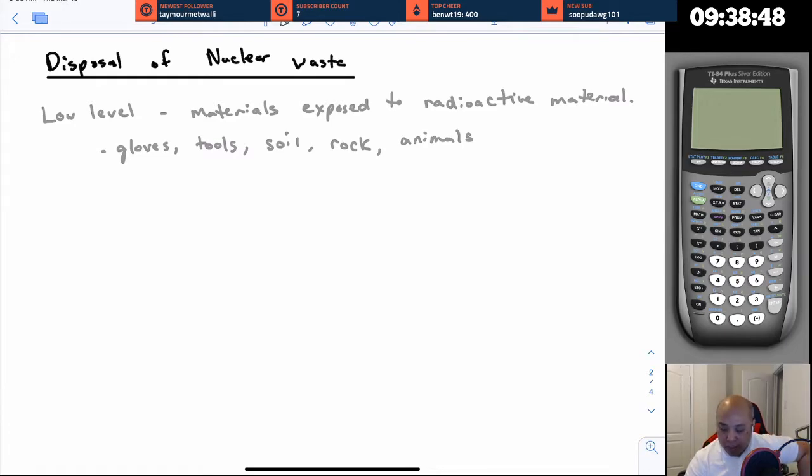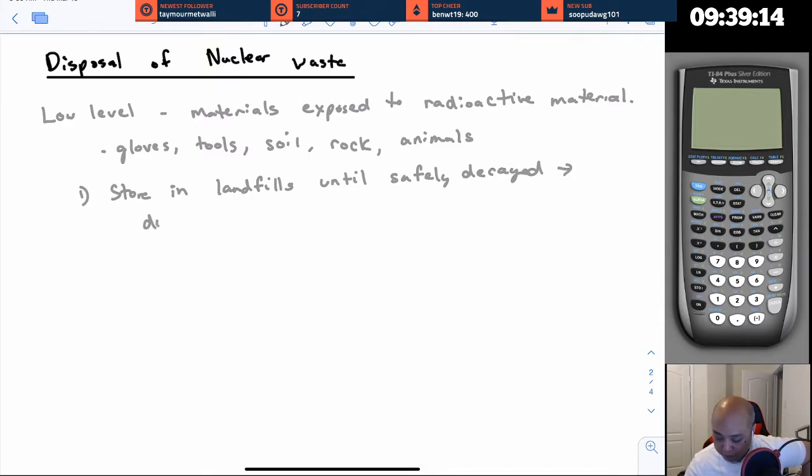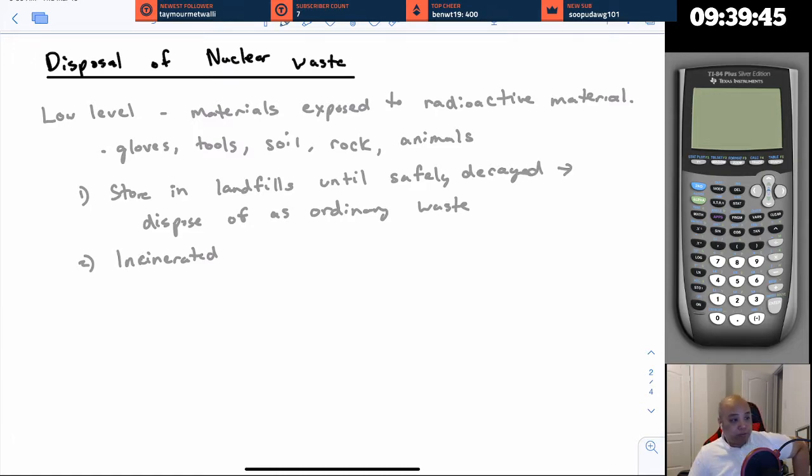So with low-level stuff, there's a couple different ways that you can do it. One, you store it in landfills until safely decayed. And then you dispose of it as ordinary waste. So you keep it on site in a landfill or something like that, and when it is safely decayed, then you dispose of it in the trash or as waste. Two, it can be incinerated. It can be burned. Okay. I think that's clear.